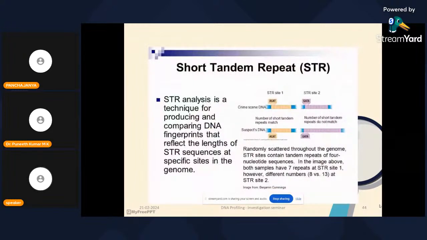That is short tandem repeats, or tandem repeats, a DNA sequence which is present in each human genome, and they show variability between different individuals. Based on this variability, identification is done.